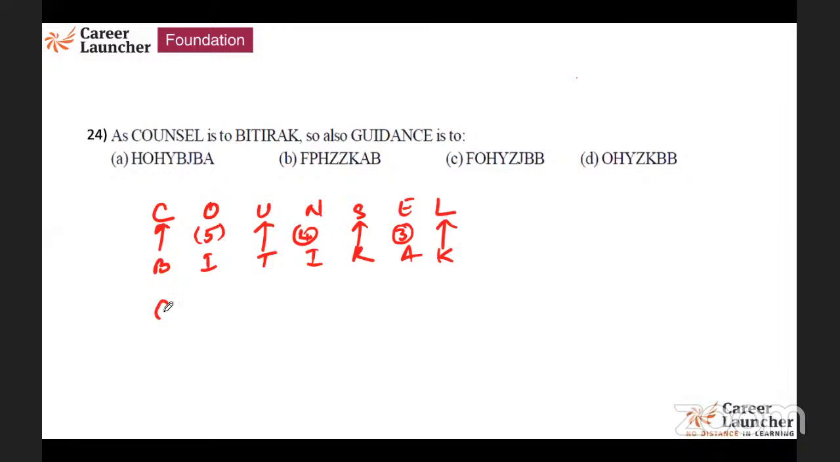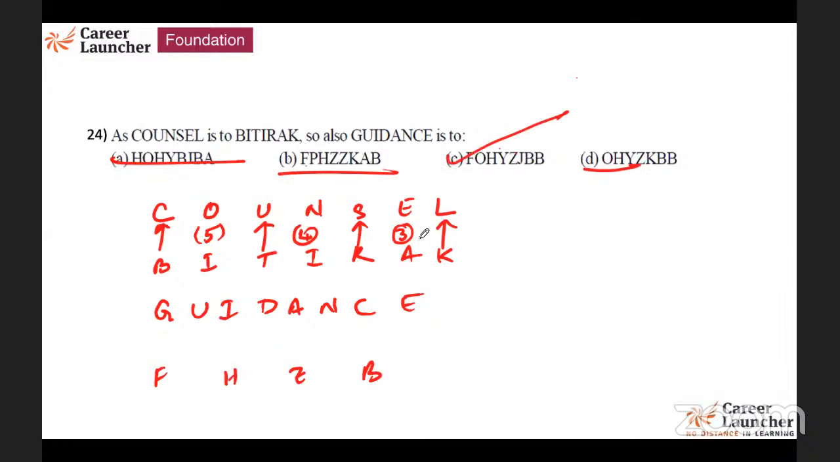So when you look at GUIDANCE, the first one, G, you need FG, HI, ZA, then you will have BC. You need to get these things first. So you need FHZB. Where is FHZB? This is not FHZB. So you can clearly get the answer out. I don't even have to solve anything because I'm clearly getting the answers. Hence my answer is C for this.